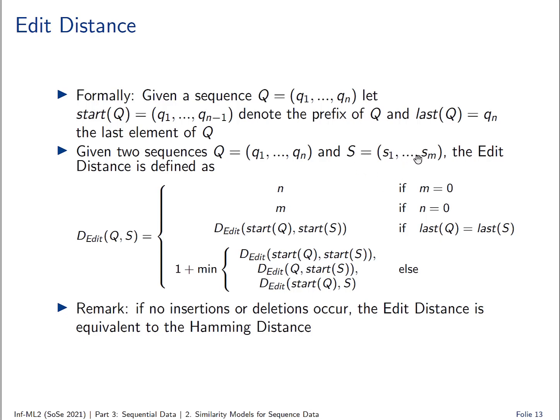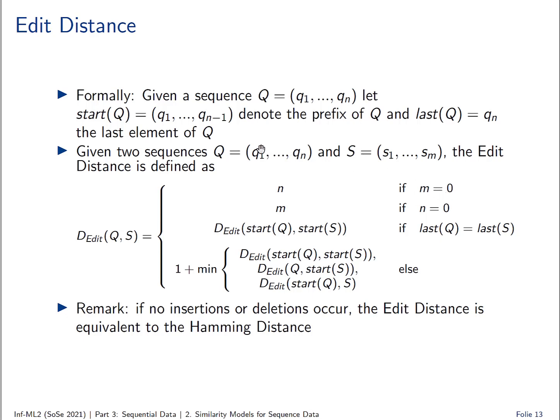Well, of course, we have two very trivial cases, namely the first trivial case is that the second sequence is empty. So m is 0 in that case. In that case, S is empty. In that case, we need n deletions in order to transform Q of length n into an empty sequence S. So we need to delete all the n elements from Q in order to get the empty sequence S. So that is the first trivial case.